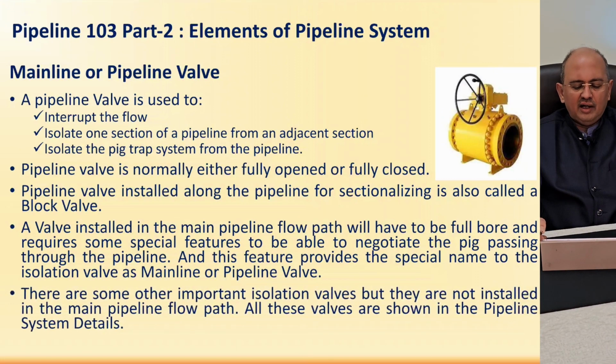So there are some other important isolation valves, which are bypass valve, kicker valve, and sometimes in the main pipeline, like block valve stations and all that. So these are also important isolation valves, not necessarily always in the main line, but still they are important for the pipeline operation aspects.